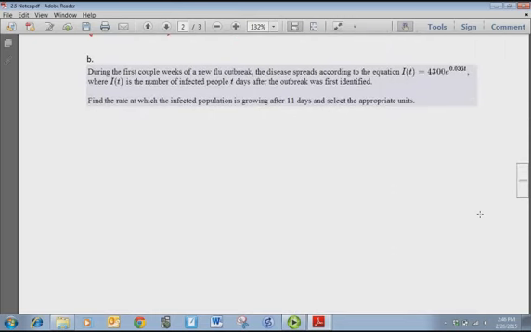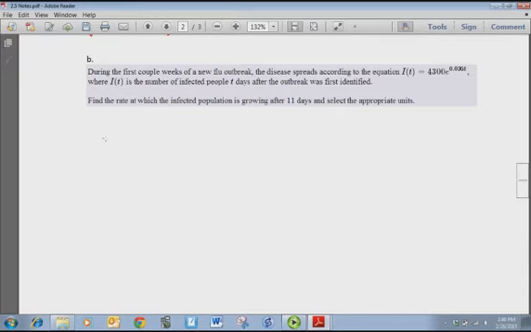During the first couple of weeks of a new flu outbreak, the disease spreads according to the equation I of t equals 4,300 e to the 0.036 t, where I of t is the number of infected people t days after the outbreak was identified. Find the rate at which infected population is growing after 11 days and select appropriate units.